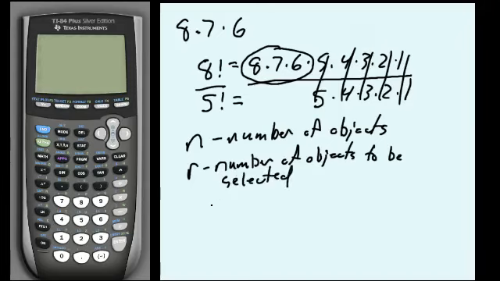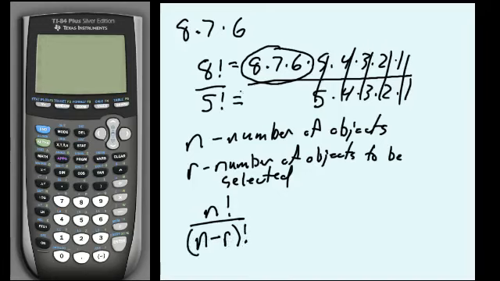So to make this into a formula, what we'll do is say that we have n factorial, the number of objects, in this case it was 8 teams, divided by n minus r factorial. So we take the number of teams minus the number of teams we want to see how they finish, and that's going to give us our answer.